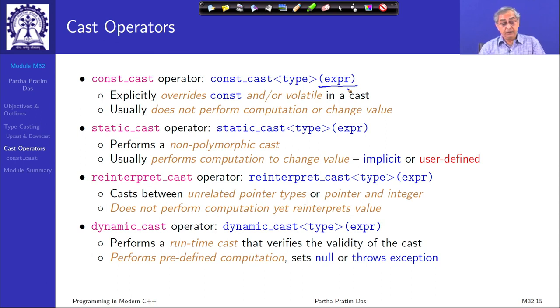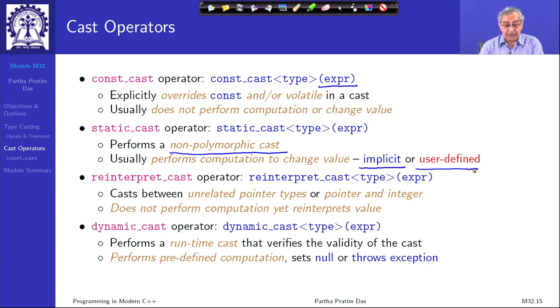Static_cast is a non-polymorphic cast, which converts the expression of one type to another type. And there are certain contexts in which this conversion is allowed. If you try to use static_cast in any other context, you get a compilation error, which is great. And this static_cast could happen implicitly, or it can be defined by the user.